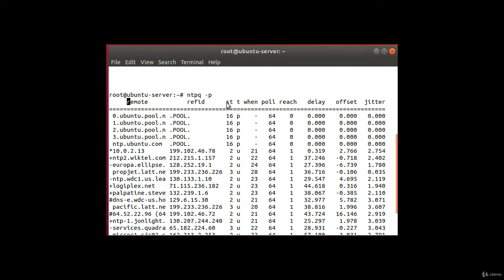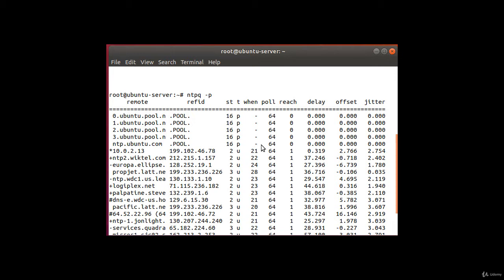Now the third column here is ST. That's the stratum level, which goes from 0 through 16. Okay, so 0, 1, 2, 3 goes all the way up to 16. T is the type of connection.